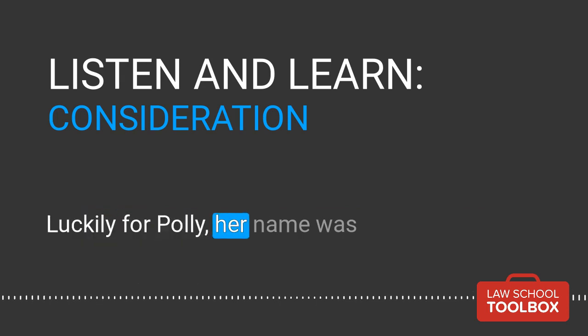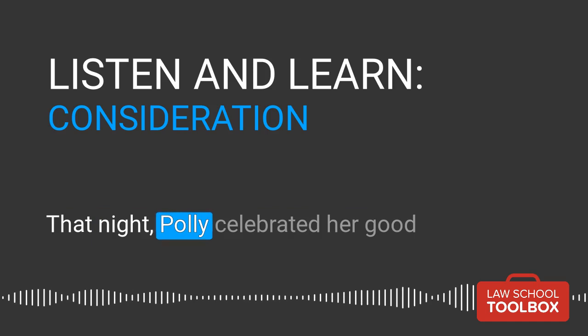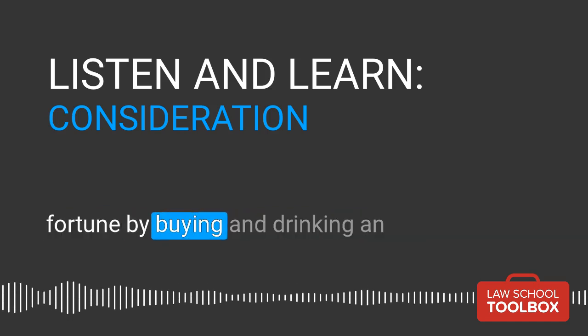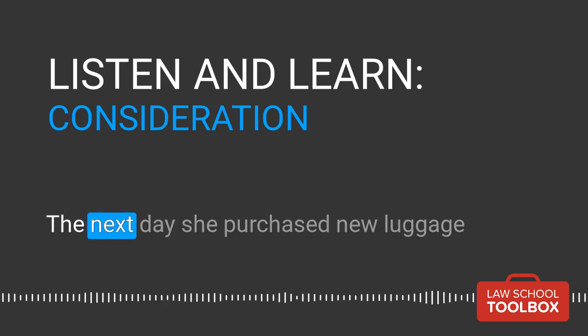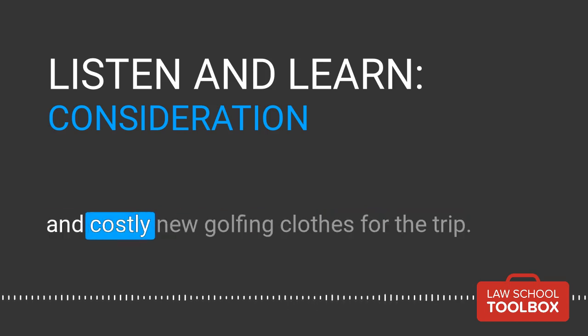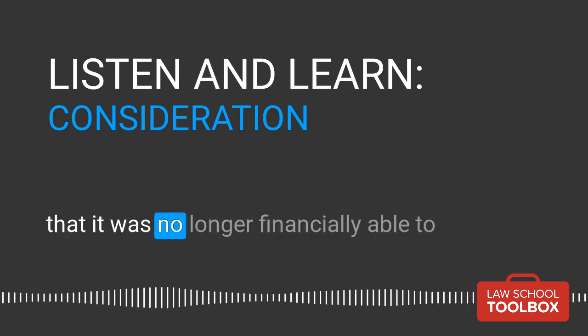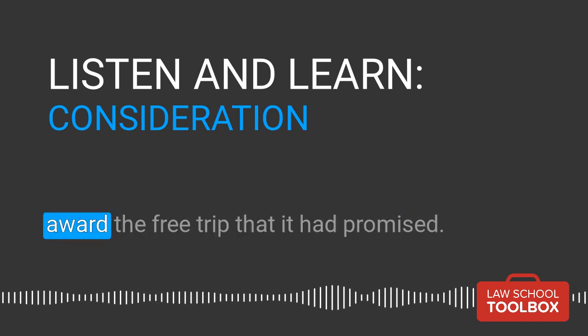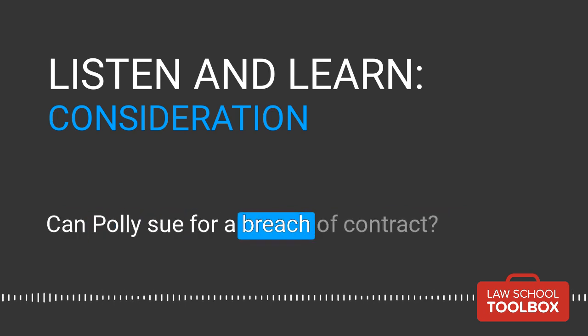Luckily for Polly, her name was picked and Travel Co. notified her. That night, Polly celebrated her good fortune by buying and drinking an expensive bottle of champagne. The next day, she purchased new luggage and costly new golfing clothes for the trip. A week later, Travel Co. advised Polly that it was no longer financially able to award the free trip that it had promised. Can Polly sue for a breach of contract?